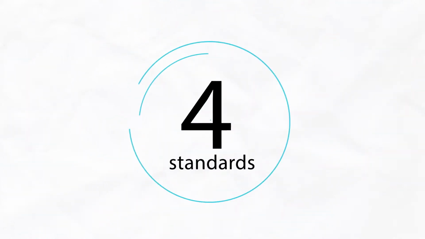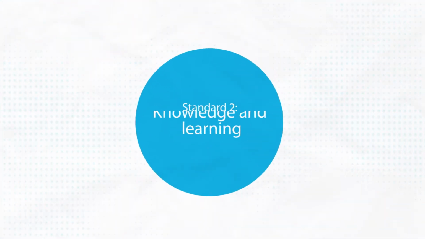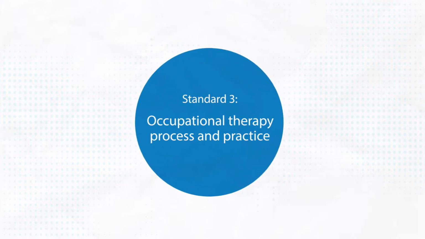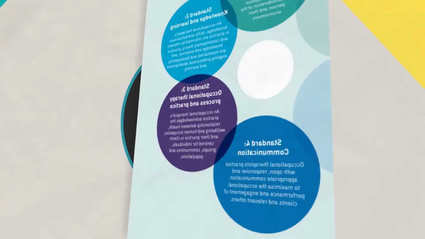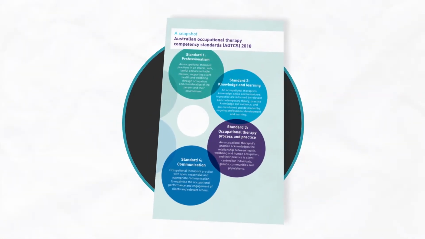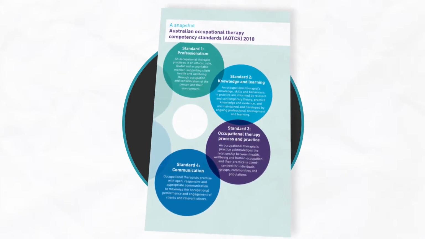There are 4 standards developed by practitioners like you for you. These are Professionalism, Knowledge and Learning, Occupational Therapy Process and Practice, and Communication. The standards outline professional behaviours that all occupational therapists should demonstrate for safe and ethical practice.